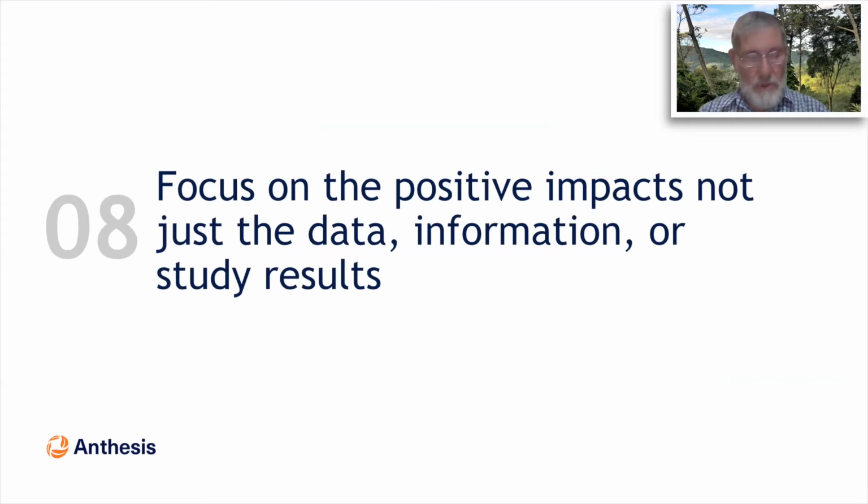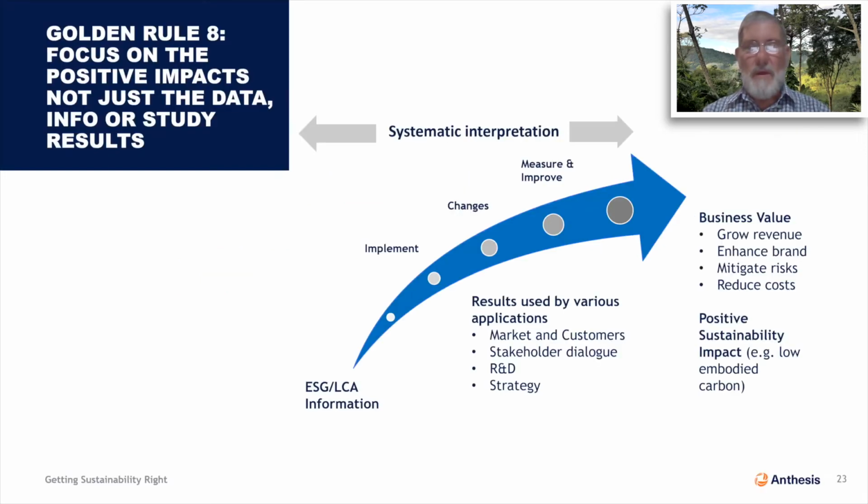The eighth golden rule, which is the one that I find recently, and Barb and I have been doing some rapid prototype and rebranding projects, seems to me one of the most critical in terms of explaining why LCA results can be used, and why sometimes they can't. You start out on the lower left-hand side here. Your ESG or LCA information comes out of your results and your study. But unless those results are implemented and changes are made, and after changes you can measure and then improve, you don't really get anything.